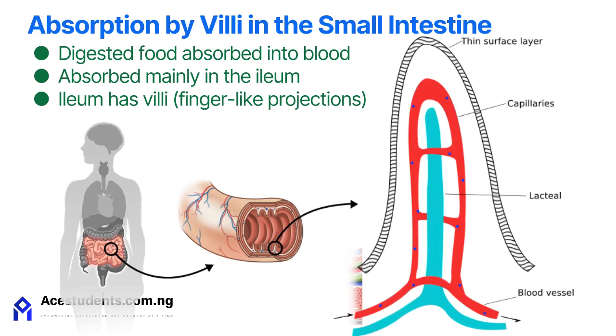Each villus has special structures. A thin epithelium for quick diffusion. Rich blood capillaries to absorb glucose and amino acids. And a lacteal which absorbs fatty acids and glycerol.